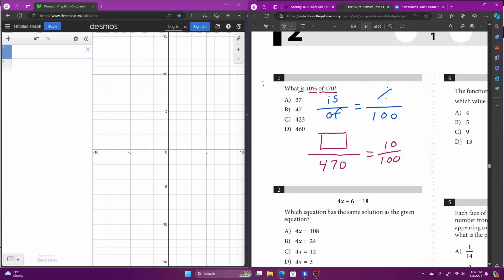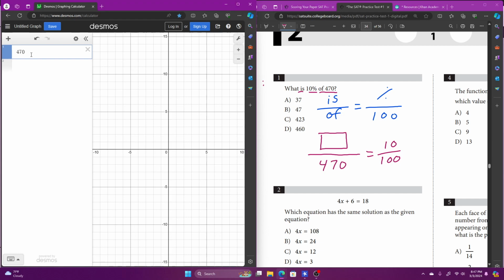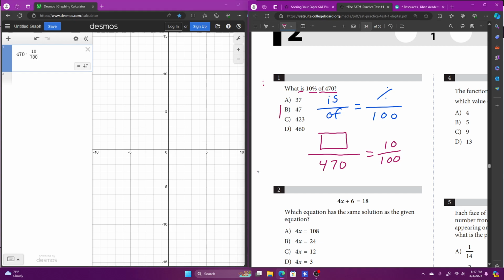over 100. And when you have a proportion set up like this, you can just cross multiply and divide. So 470 times 10, and then divide by 100 is 47. Our answer is B. I know that when you have a 10% question like this, it's easy to just divide the number by 10. But if you have a more complex number there for your percent, your is over of equals percent over 100 can come in handy for that.